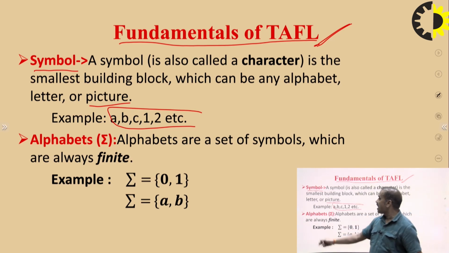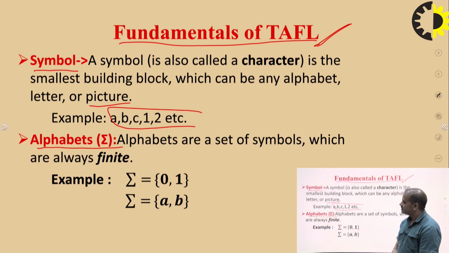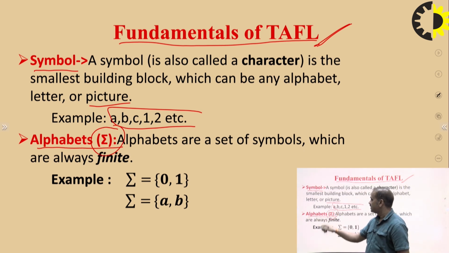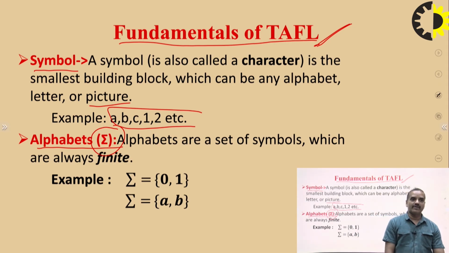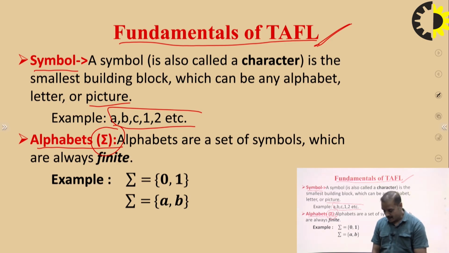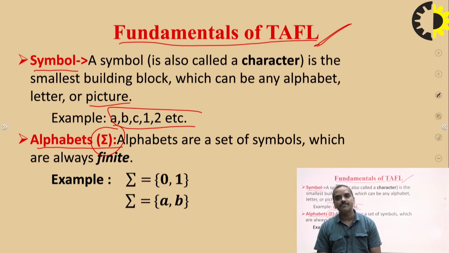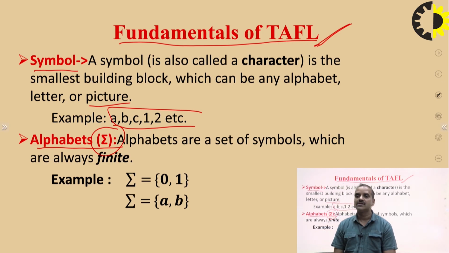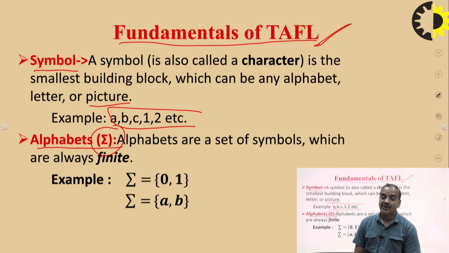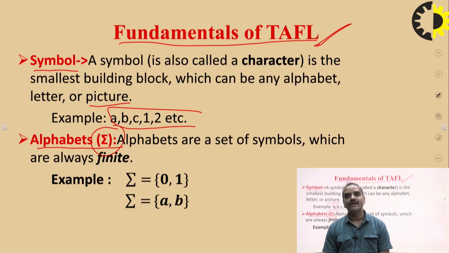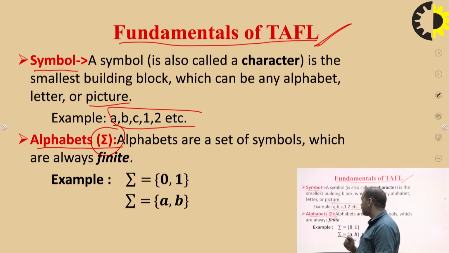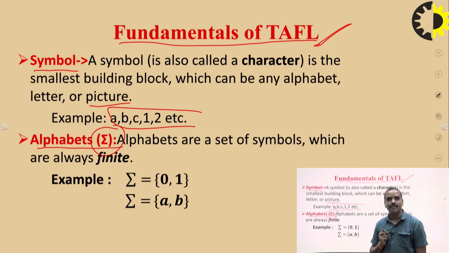The next one is alphabet. Alphabet means this is the set sigma. This is also called the input alphabet. And an alphabet is a set of symbols which is always finite. Our input symbols must be finite, because we have to process finite data. We don't try to process infinite data, so we use only finite terms in processing, in input symbols, or in designing a machine.